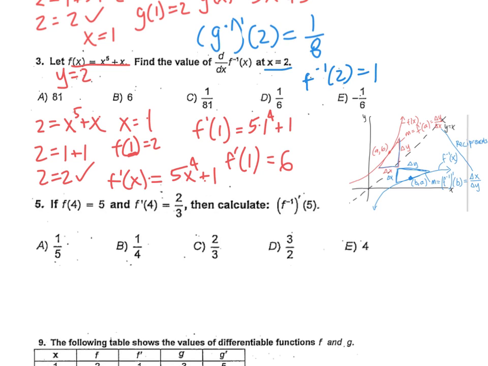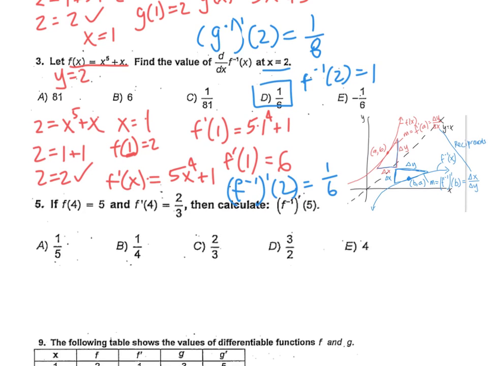All right. So then that means that f inverse prime, I'll write that up here, over here. Okay, f inverse prime of 2 is going to be equal to 1/6, the reciprocal of that. So my answer here would be D.